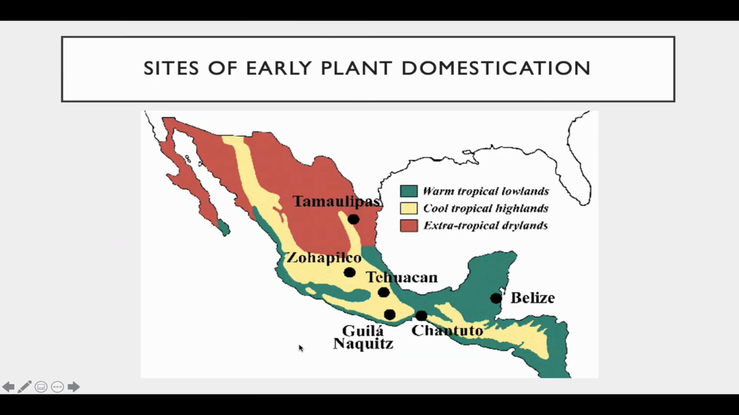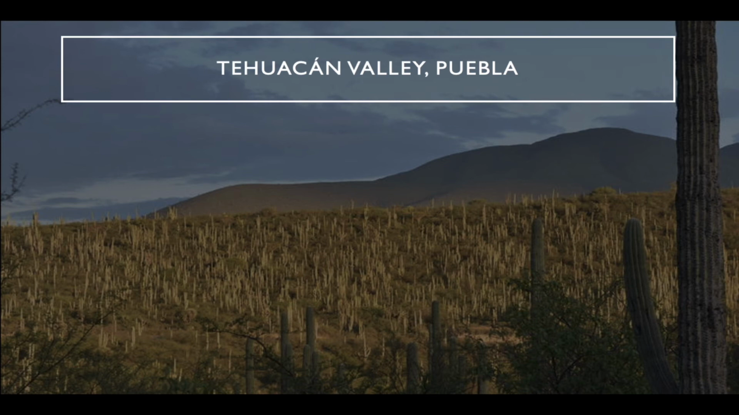Some of the earliest sites for plant domestication are all throughout Mexico and Central America. You see them here on the map. As I mentioned, the greatest evidence we have for where cultivation first took place is the Tehuacan Valley in the state of Puebla in Mexico.